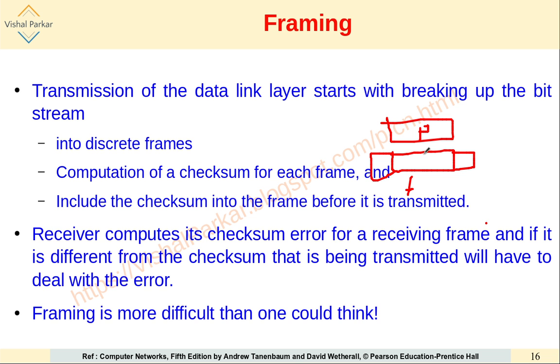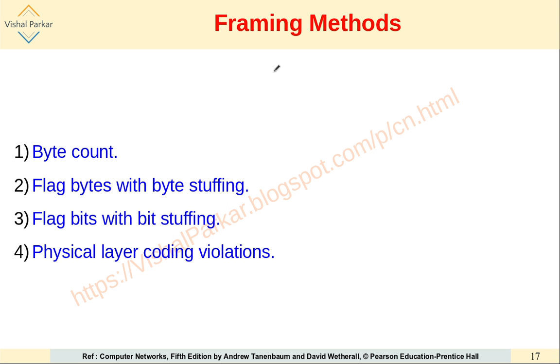So that's why framing is not only breaking up the packets or simply combining the frames to form a packet. Framing is not as simple as it seems. It has other difficulties as well. The methods used for framing are as follows. There are 4 methods prominently. One is byte count, next is flag bytes with byte stuffing, then flag bits with bit stuffing. The difference here is only bytes and bits; otherwise the logic mostly remains the same. And the last is physical layer coding violations.